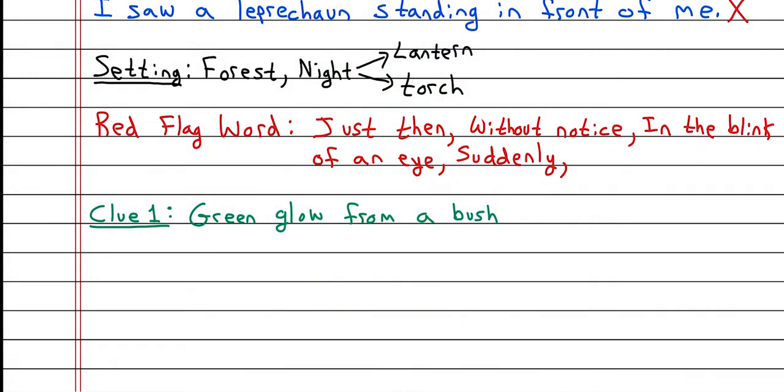So I may say something like, "Just then, I saw a green glow coming out of a bush," or something to that nature. I mean, that's pretty interesting. That'll get a reader hooked into your story. If your character sees a green glow from a bush, I definitely want to read more to see what's going on because it's mysterious. So that's my first innocent clue. Clue number 2, I'm going to make it a little bit more exciting. Clue number 2, I'm going to say that from the corner of my eye.